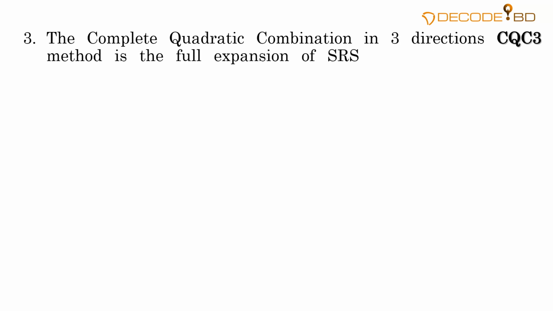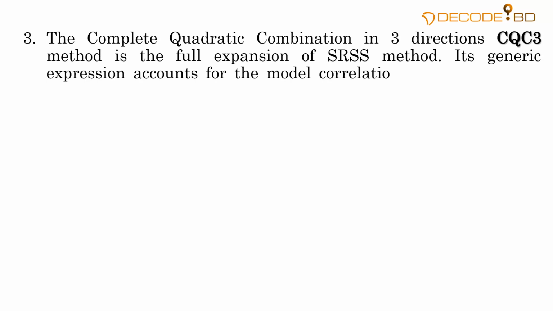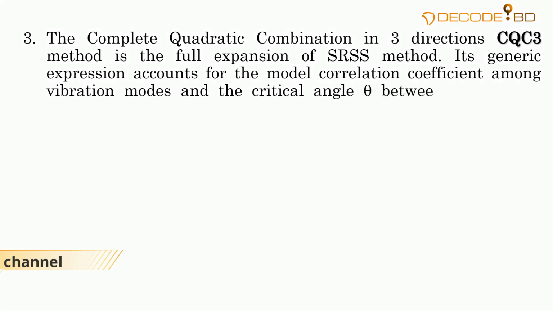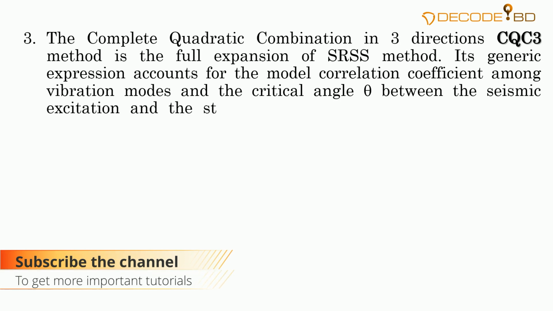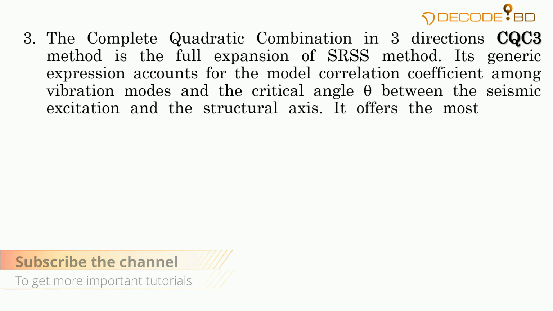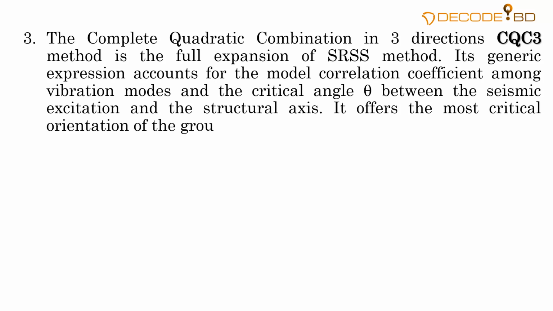The complete quadratic combination in 3 directions, that means the CQC3 method, is the full expansion of the SRSS method. Its generic expression accounts for the modal correlation coefficient among vibration modes and the critical angle theta between the seismic excitation and the structural axis. It offers the most critical orientation of the ground motion components. So these are the 3 types for directional combination.